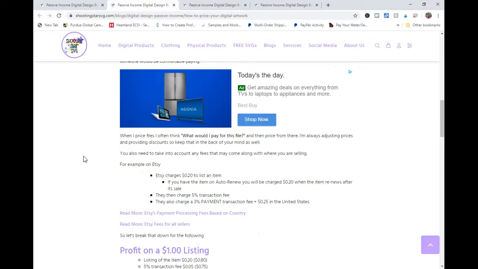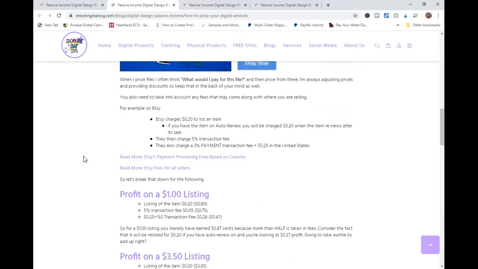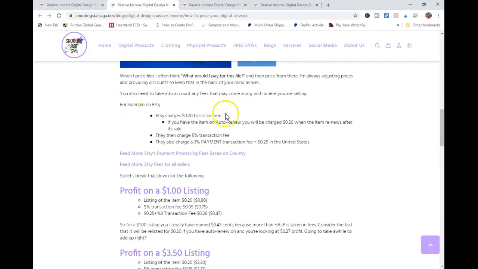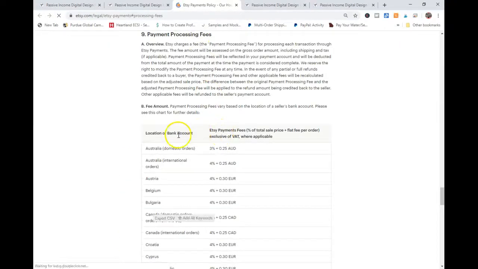The other thing that you need to take into account when you're pricing is any fees that may come up while you're selling. And I've kind of listed here on Etsy, they charge 20 cents a listing. And if you have the item on auto renew, which most of our digital files are, you'll be charged another 20 cents when the item renews after its sale. They also have a 5% transaction fee, and then they charge a 3% payment transaction fee plus 25 cents base in the United States. And they do have payment processing fees based on the location of your bank account.